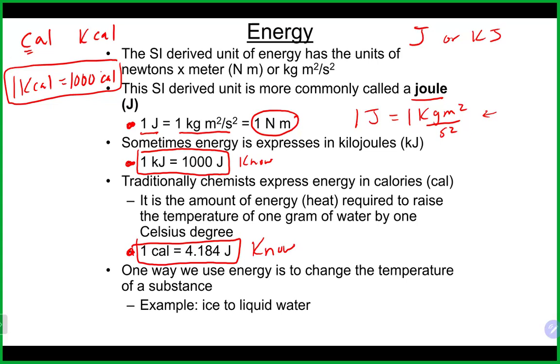Now, what is a calorie? A calorie is the amount of energy that's required to raise the temperature of 1 gram of a substance by 1 degree Celsius.